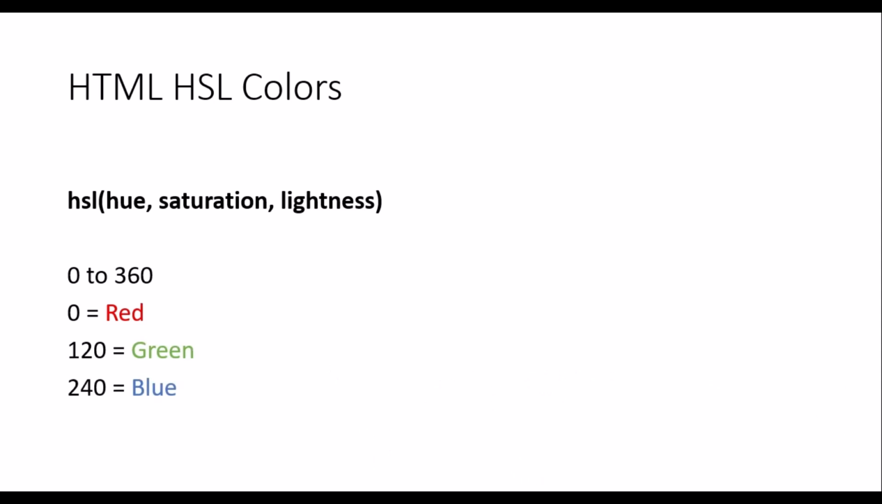Saturation is a percentage value. 0% means a shade of gray, and 100% means full color. Lightness is also a percentage value. 0% is black and 100% is white. The saturation can be described as the intensity of a color. 100% is pure color, no shades of gray. 50% is 50% gray, but you can still see the color. 0% is completely gray. You can no longer see the color.